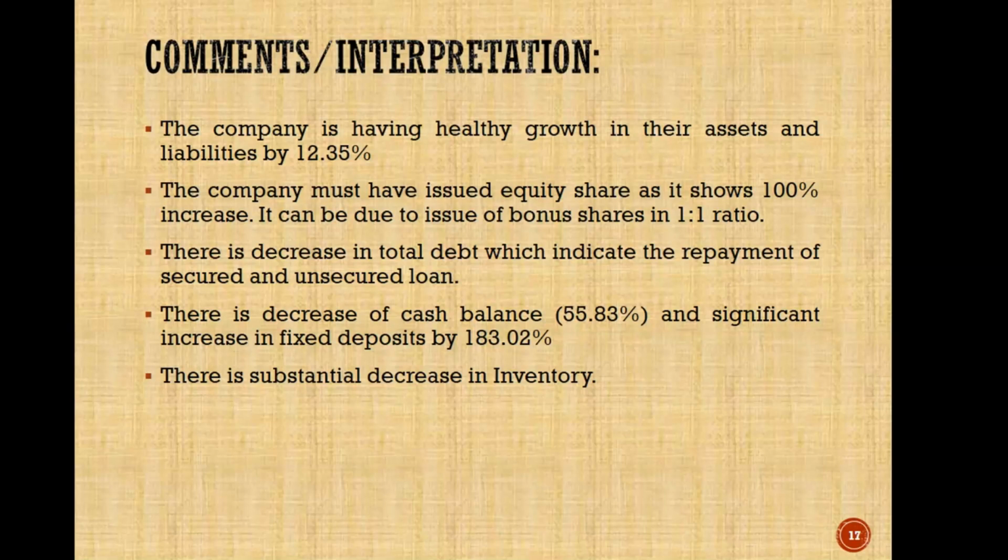Next, there is a decrease in cash balance. So cash balance has decreased significantly. The amount is 55.83%, and there is a significant increase in fixed deposits by 183.02%. That means some part of the cash balance the company must have used to keep fixed deposits with the bank. So this is our assumption. We feel that it must have been done by the firm. So that's why we are just highlighting the important aspects which we feel that we should mention.